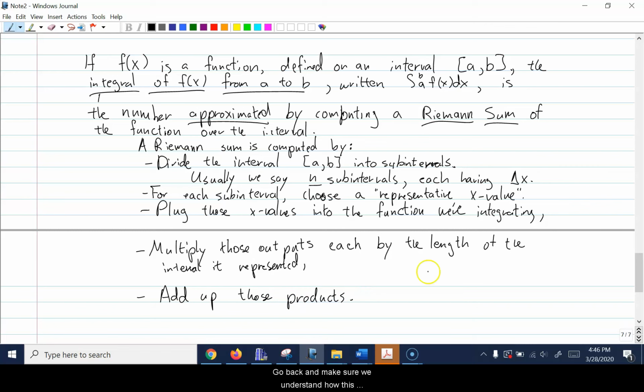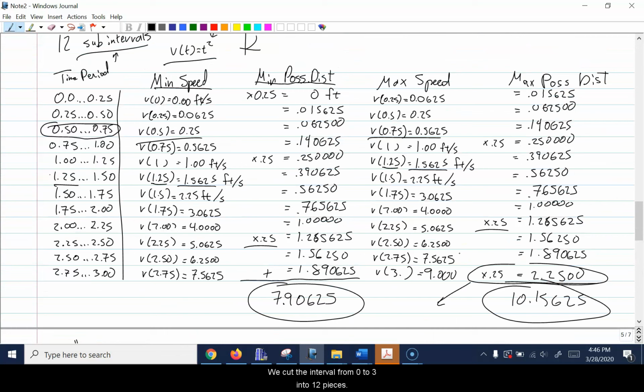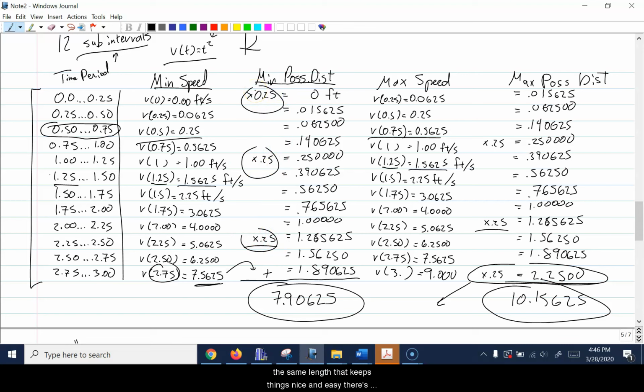Let's go back and make sure we understand how this definition applies to the examples we just did. We cut the interval from 0 to 3 into 12 pieces. For each piece, we picked a number that we're going to plug into the function. In this case, we plugged in the left-hand number because we wanted an underestimate. We'll talk more about that in a second. We plugged in those numbers. We multiplied those by the length of the interval. In this case, every interval had the same length. I think in every case we ever do, they'll always all be the same length, and that keeps things nice and easy. There's reasons to do them different lengths, but we're not really going to talk about those. And then we took those products and added them up.